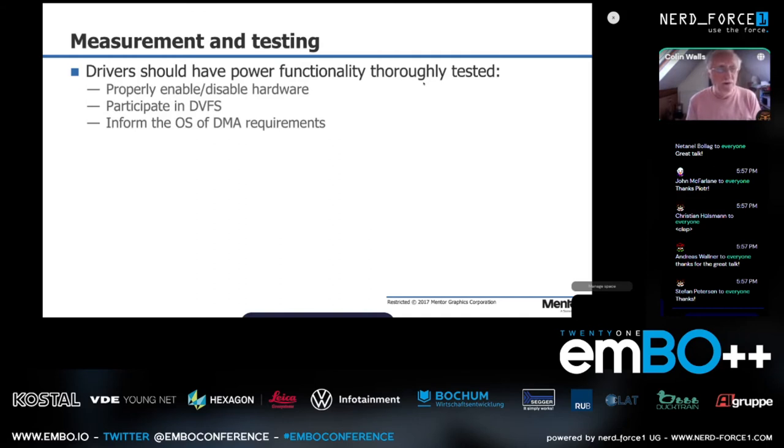I've talked to people who've done power management on their devices, found that things are not quite as good as they expected, but they realize there have been errors in the driver design, which means that the enabling and disabling of hardware blocks is not being done at the right time or not being done at the right scope. And participation in DVFS may or may not be working properly. And the DMA requirements I mentioned earlier, if DMA is not accommodated properly in terms of the reduced performance of the CPU while the system is progressing, that would be a bit of a problem. So these are all things that need to be verified.